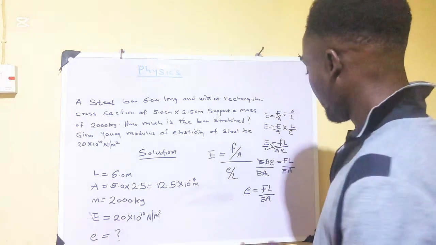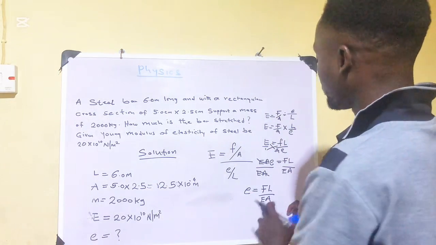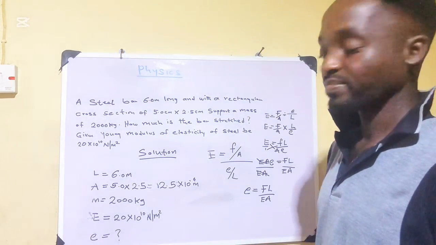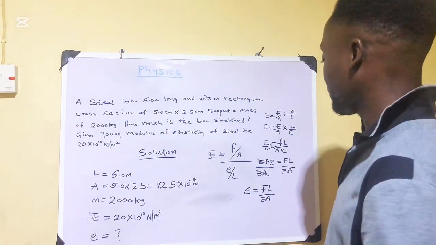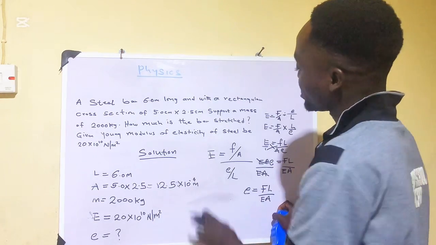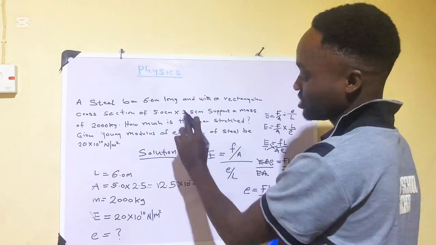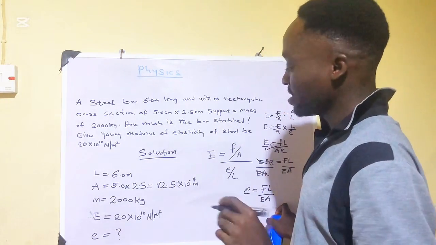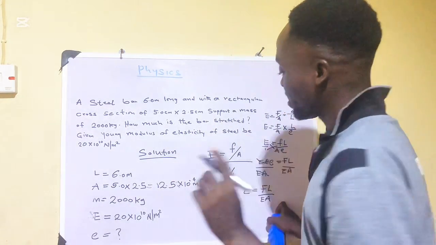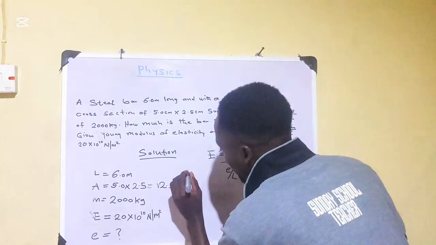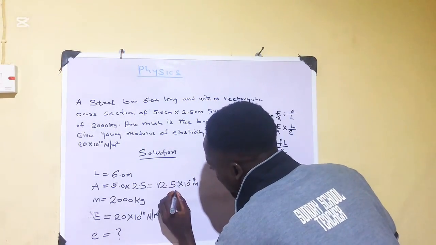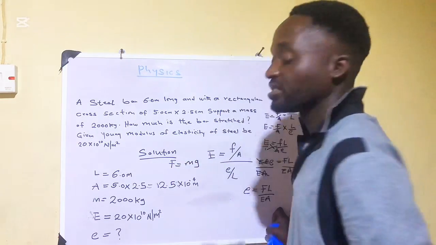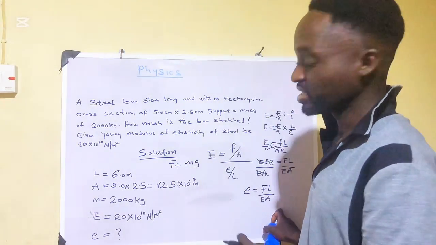Is that clear? Since I have made e the subject of the formula, I can now substitute all my parameters and find out what my extension is. So what is force? You can see that we have not been given force in this question, but from the data you have been given, you should be able to know what your force is. That's why physics wants you to think. Remember, the formula for force is F equals mass times acceleration due to gravity. This is the formula for force.